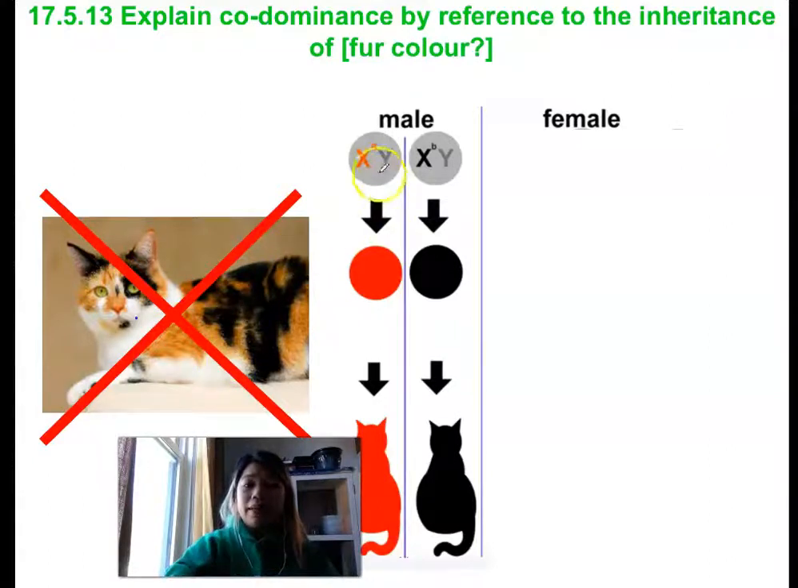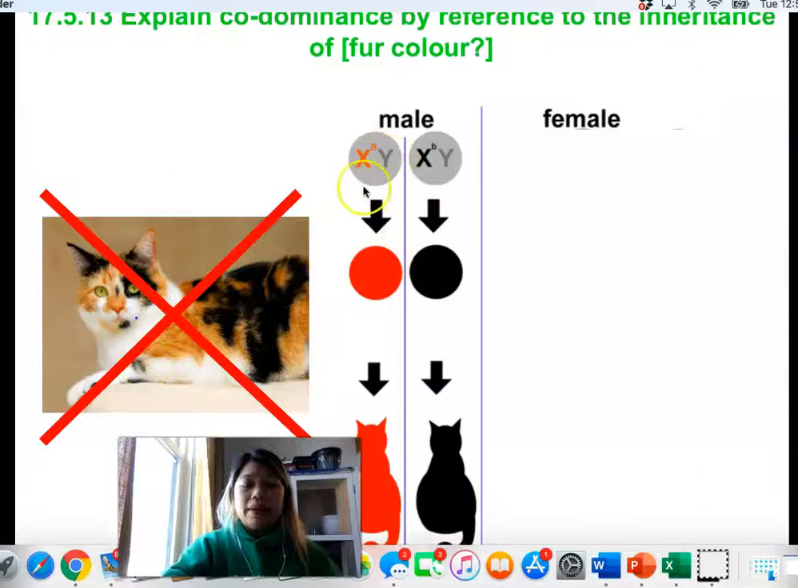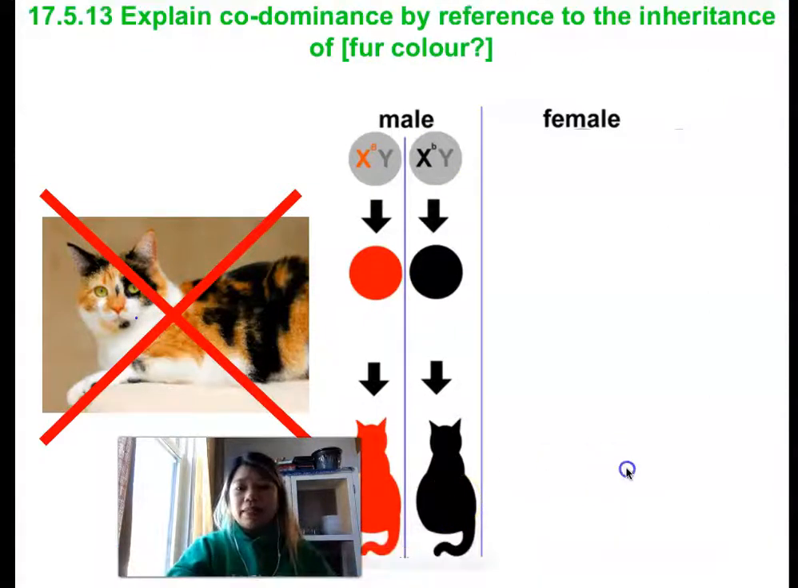So in males, again, this is an X-linked trait, one that's being carried on the X chromosome. Depending on whether the male has the X chromosome carrying the trait that expresses orange fur color, or the X chromosome expressing black fur color, that will result in an orange fur cat or a black fur cat. So again, not calico, not a mixture of both. For females, it's a little bit different.